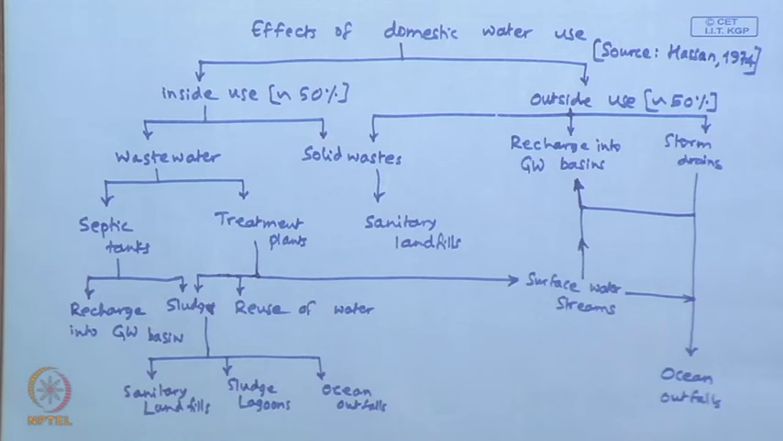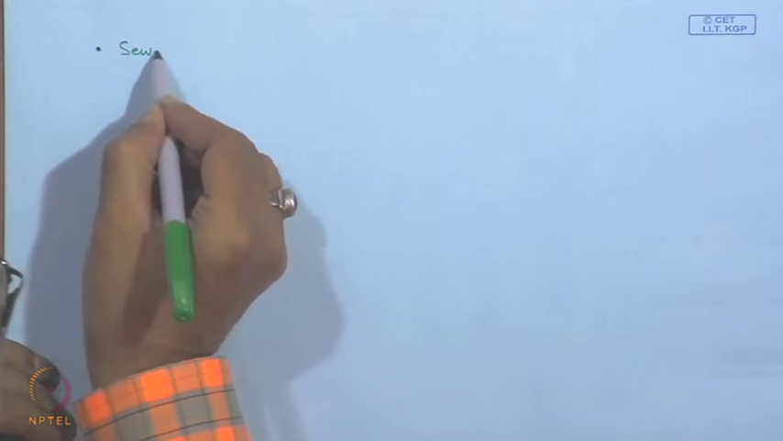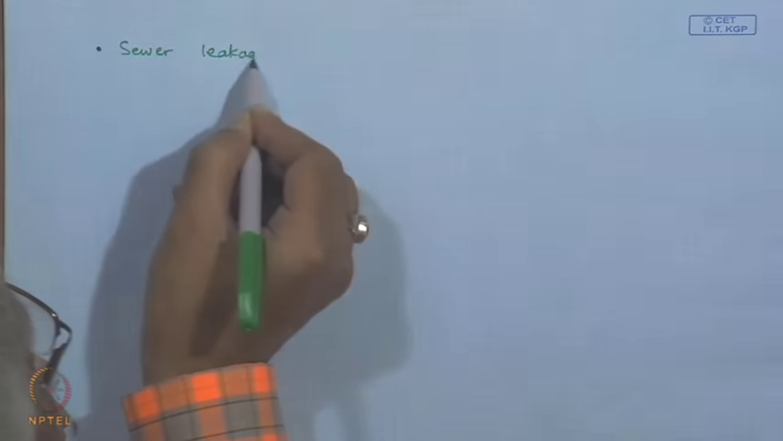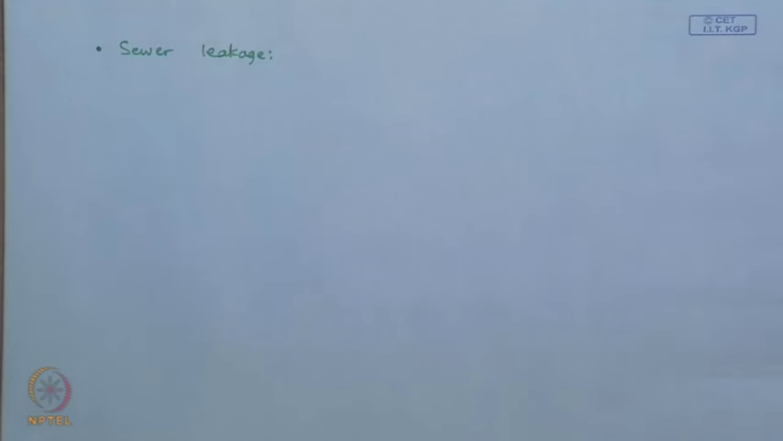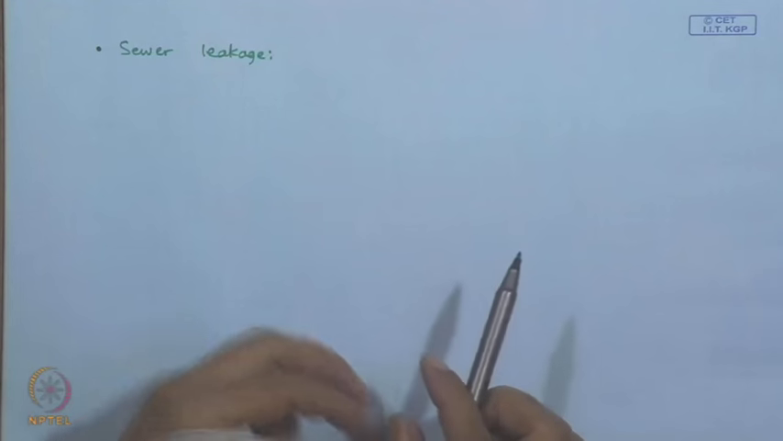So, now let us consider the sewer leakage, which is one of the main causes of municipal pollution of groundwater, groundwater pollution due to municipal uses.